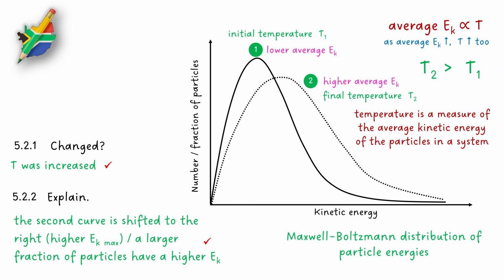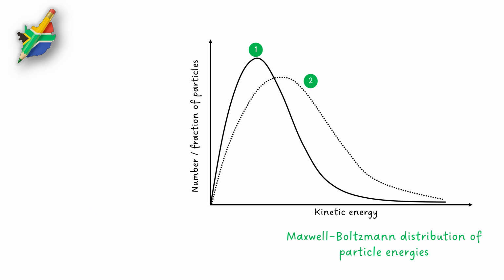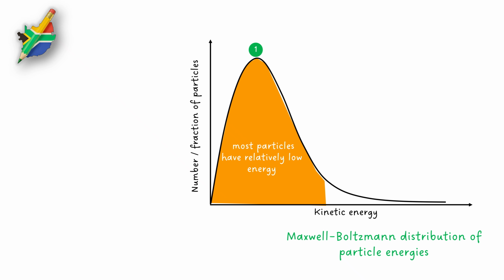This question asks what was altered in the system to generate the second curve, and we need to explain why. We have two Maxwell-Boltzmann curves. A Maxwell-Boltzmann curve shows how kinetic energy is distributed amongst particles in a system. Looking at graph 1, we can see that the bulk of the area under the peak shows that a large proportion of the particles in the system, or we could say most of the particles, have a relatively low kinetic energy, and only a small proportion of the particles have very high kinetic energy.